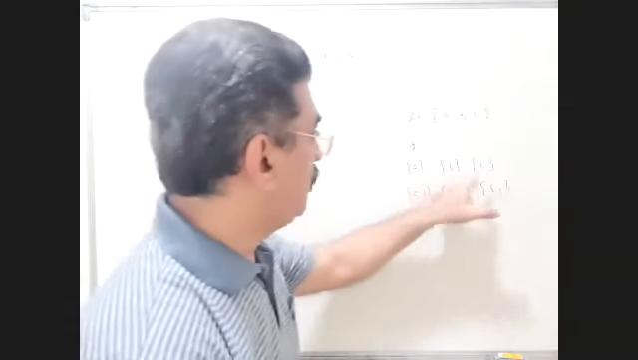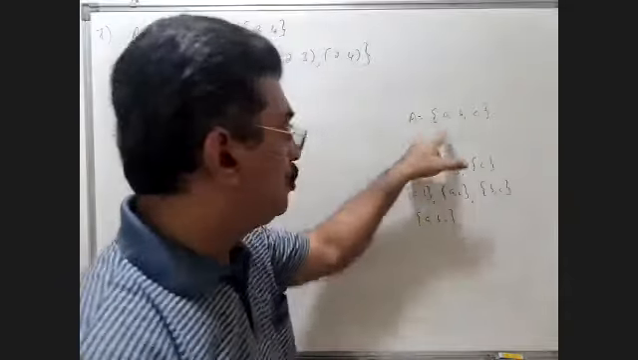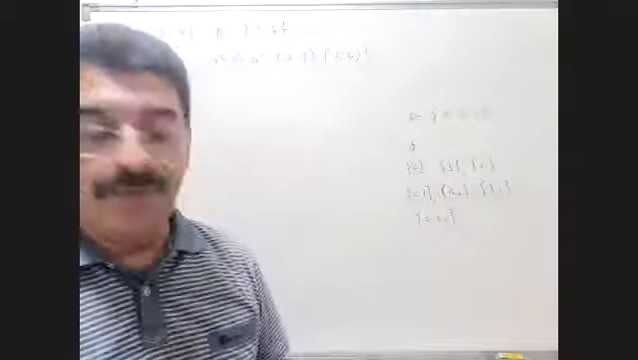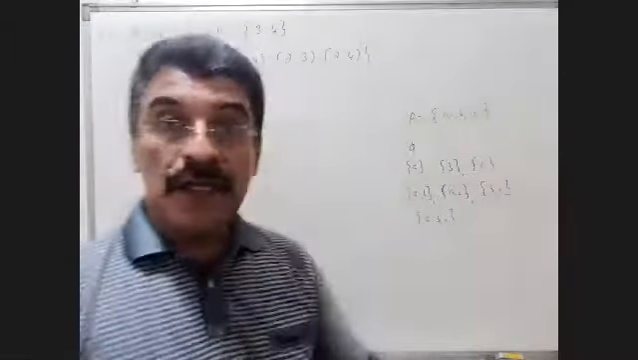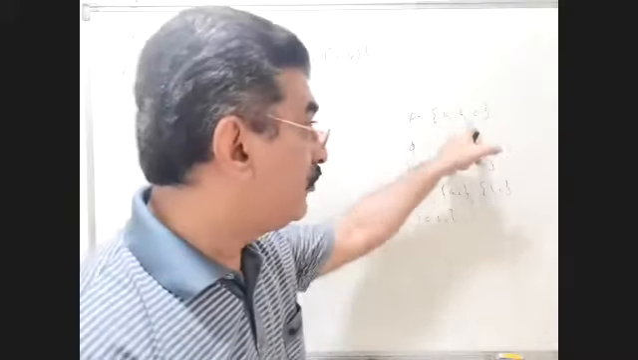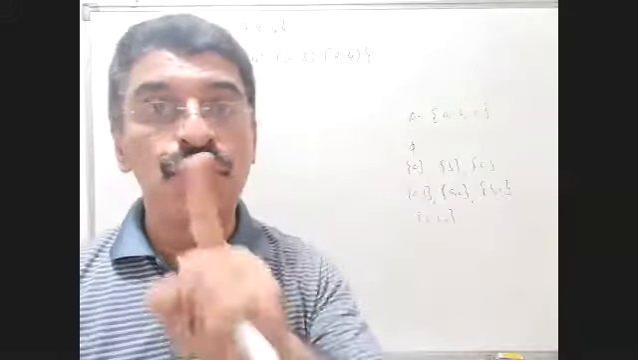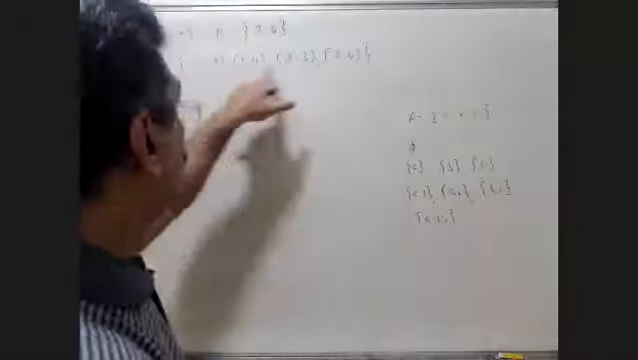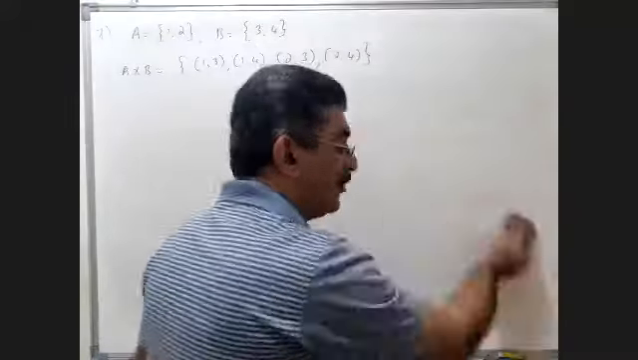1, 2, 3, 4, 5, 6, 7, 8. 2 cube, 8 elements are there. So start with the empty set and end with the full set. If we have 3 elements, we have 2 cube, 8 subsets. In A cross B, you can observe it. Note how many elements are there.